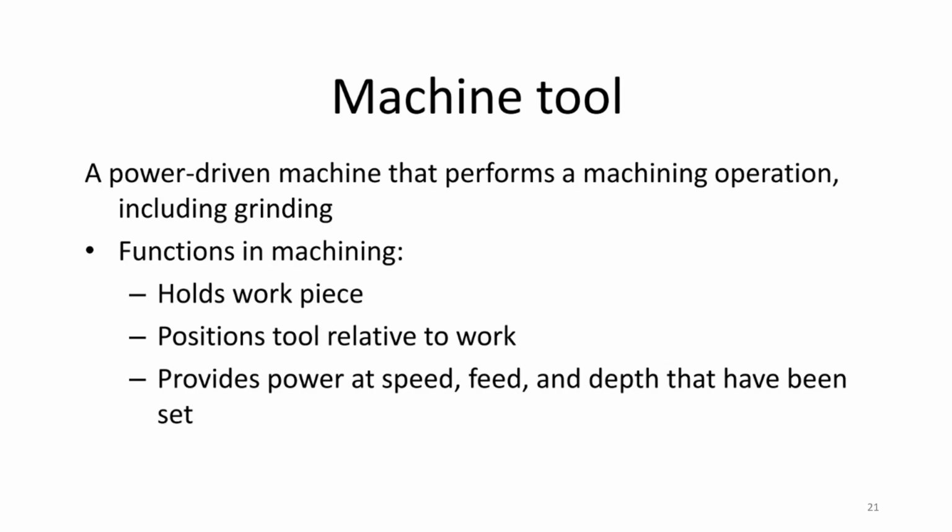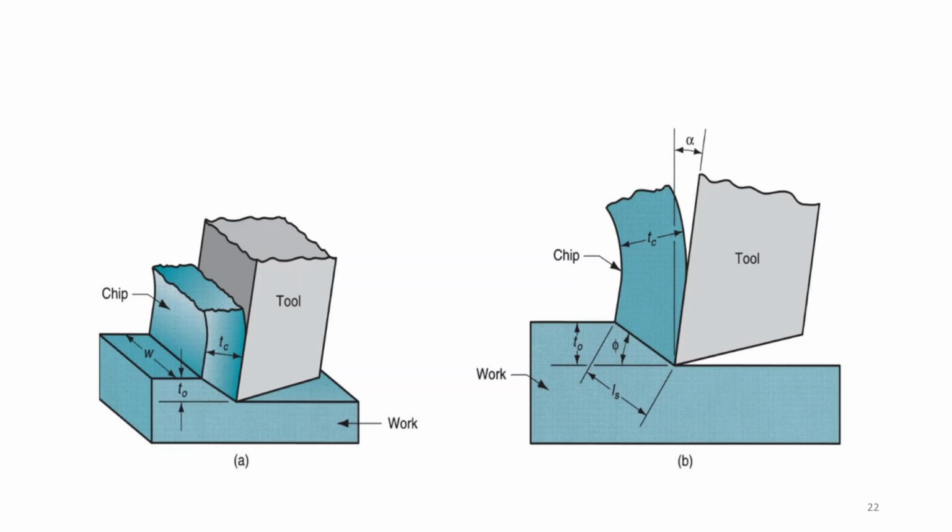Then chip formation. A machine tool is a power driven machine which performs a machining operation, including grinding, and the functions in machining are: it holds the workpiece and positions the tool relative to the work, and it provides power at the speed, feed and depth that have been set. Now this is the assembly, and this is how the chip forms.